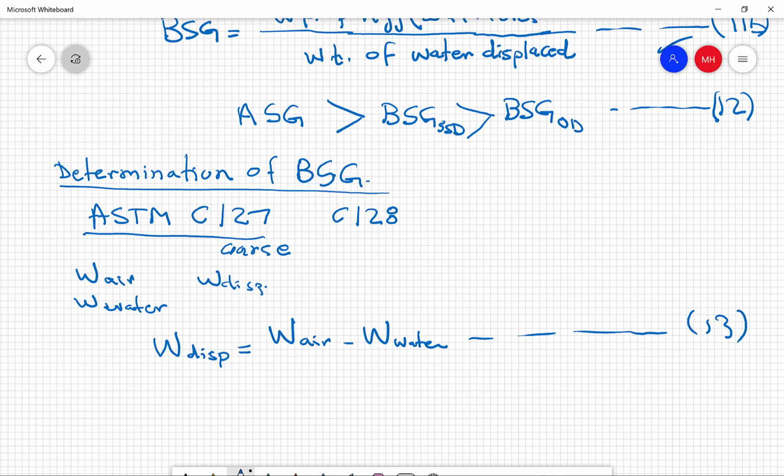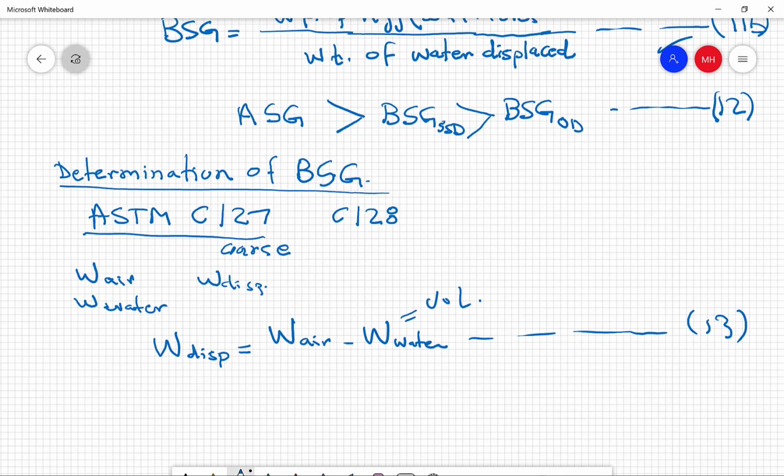So the weight of water displaced is, of course, numerically equal to the volume of water, because the density in the SI system of units is equal to 1. And this is the same as the volume of aggregate.